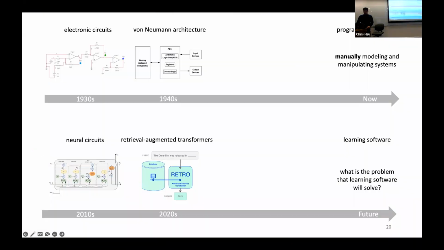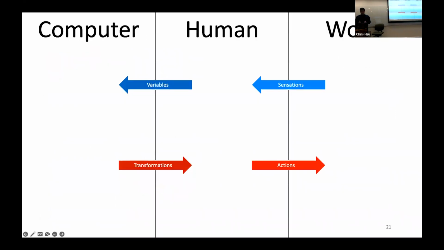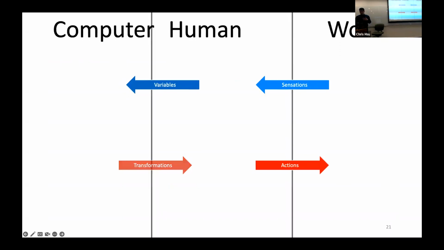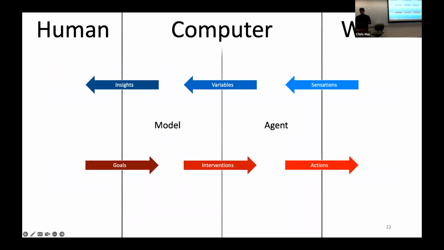So if program software is what enables us to manually model and manipulate systems, then what I mean by learning software is software that automatically models and manipulates systems. And that is the goal that I've been working towards in my PhD research so far. Concretely, instead of having humans be the ones to abstract the world into variables for the computer and take actions in the world based on the computer's calculations as we currently do, the goal of building learning software is to reverse this picture, to have the computer automatically generate and manipulate its own variables for abstracting the world into systems of components and their relations.